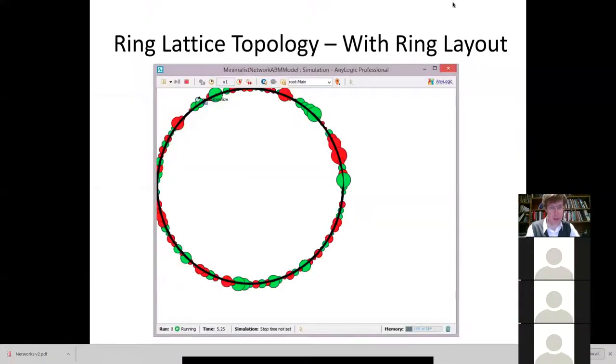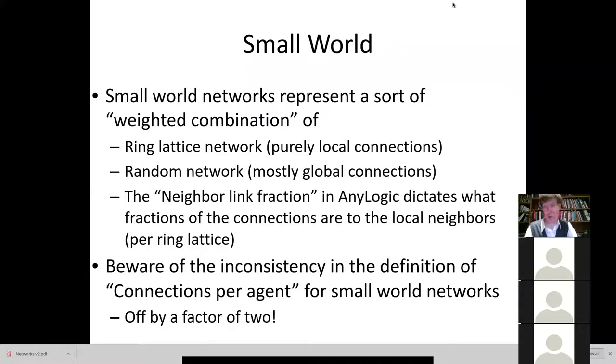Okay, so let's continue on. We're going to go to something called a small world network. We'll come back to 2D locality. That will require us to tweak one more thing too. 2D locality, folks.